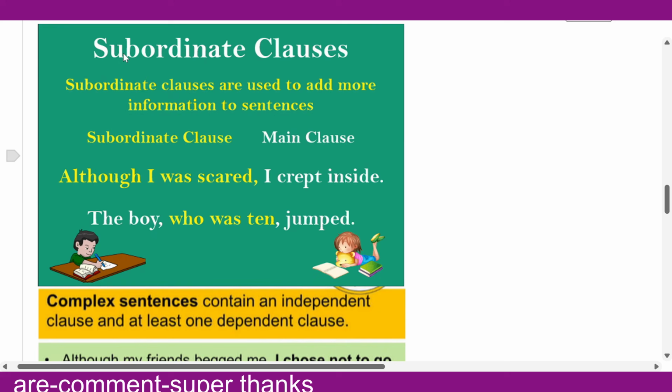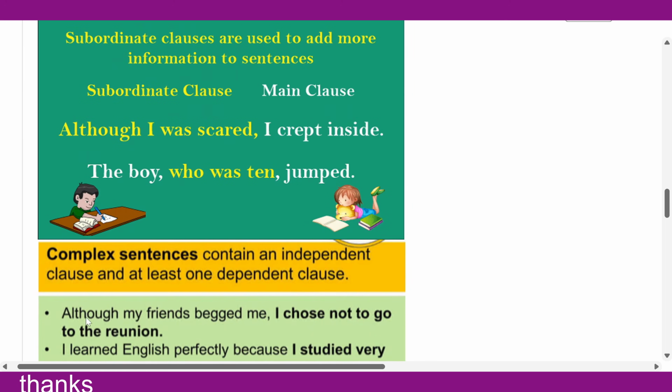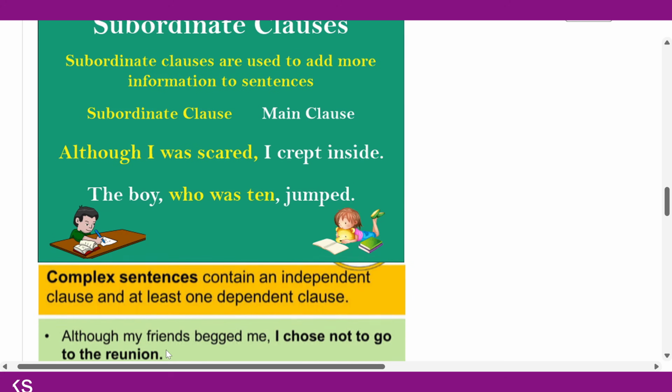Let's take a look at what a subordinate clause is. Subordinate clauses are used to add more information to sentences. Example, subordinate clause: although I was scared, main clause: I crept inside. So if the subordinate clause comes first, then we separate with a comma. And this is another example: the boy, comma, who was 10, this is the subordinate clause, jumped. Okay, so usually a complex sentence contains an independent clause and at least one dependent clause. So example here: although my friend begged me, this is the subordinate clause. Main clause: I chose not to go to the reunion. Alright, that's it about subordinate clauses.